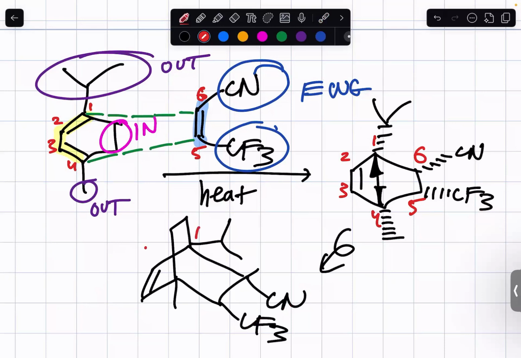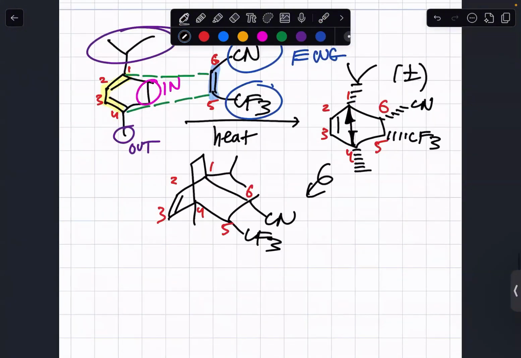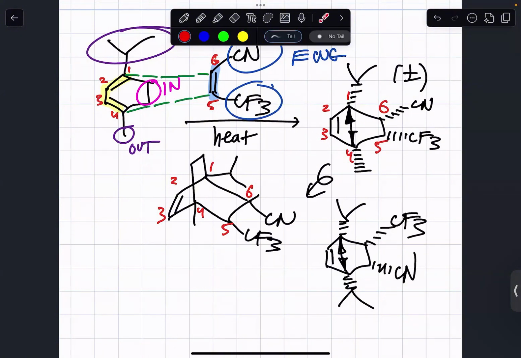And that's going to be this atom 1, 2, 3, 4, 5, 6, like that. Right? So that's one of the products, plus minus. We're going to get another product as well, which is going to be this structure here, where the CF3 is on top, the CN is on bottom. And what I did to get that product was I just flipped the dienophile upside down.